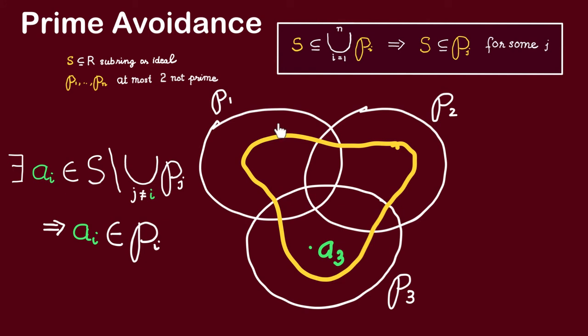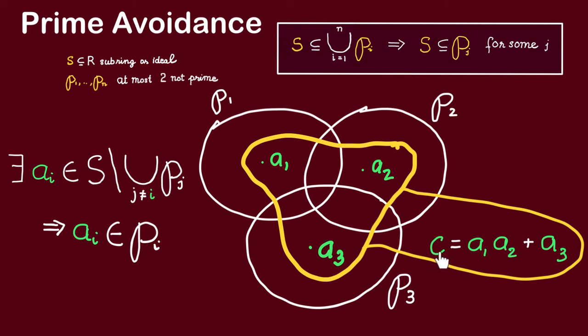Since S is not contained inside the union of P1 and P2, there must exist some a3 in S that does not lie inside P1 or P2. But S is contained in the union of P1, P2, P3, so a3 must lie inside P3. Using the same argument, we can construct a1, a2 in S such that a1 lies inside P1, but a1 does not lie inside P2 and P3, and a2 lies inside P2, but a2 does not lie inside P1 and P3. Then we claim that the following element c is in S, but it does not lie inside any of the Pi. So why is that?